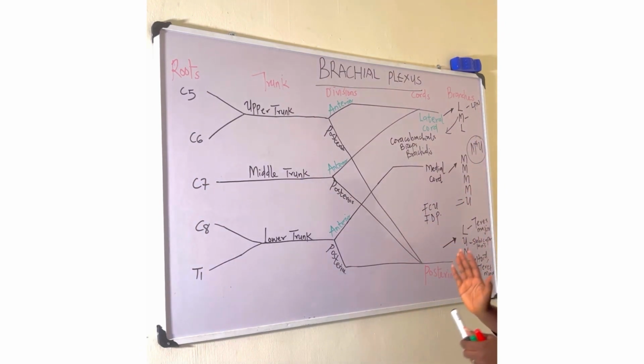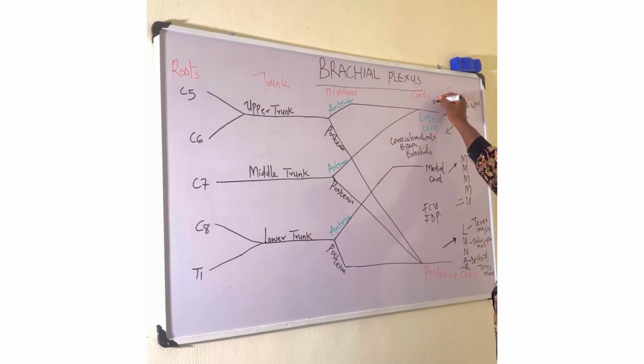Now let's talk about their root values, okay? So this first one, that's the branches coming from the lateral cord. Its root values are C5, C6, and C7. So this other one, branches coming from the medial cord, they have their root values as C8 and T1, except the ulnar nerve that has its root value from C7, C8, and T1.